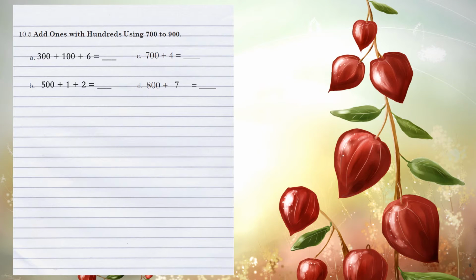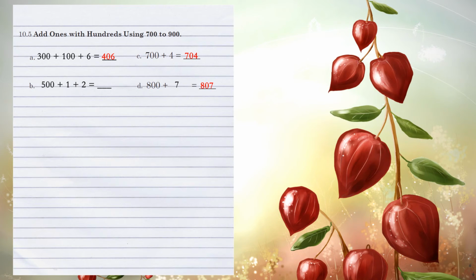Unit 10.5. Add ones with hundreds using 700 to 900. Example A. We have 3 numbers that we're adding together. So let's start with the ones. We have 6, 0, and 0. That's 6. In the tens, we just have 0 and 0, so that's going to be 0. And in the hundreds, we have 3 and we have a 1, which is 4. So our final answer is 406.